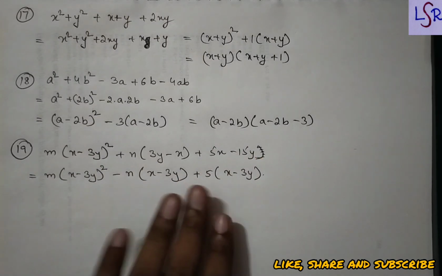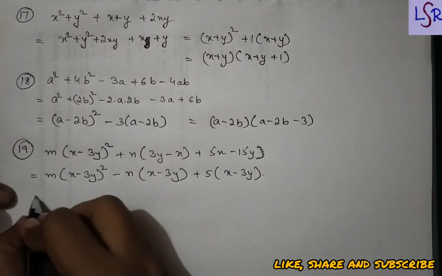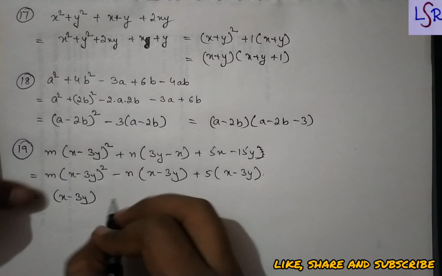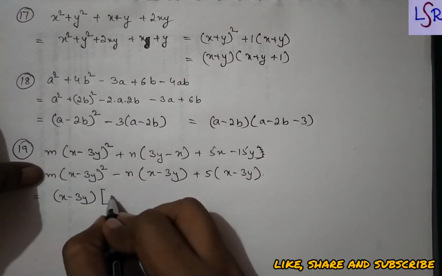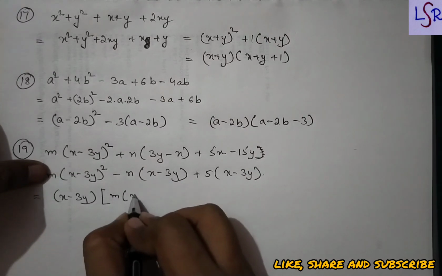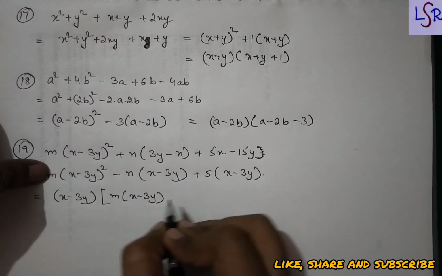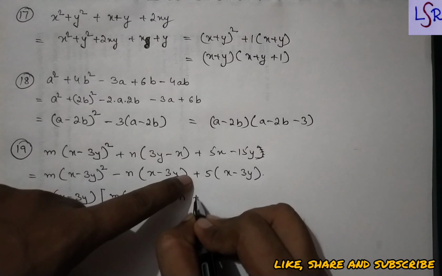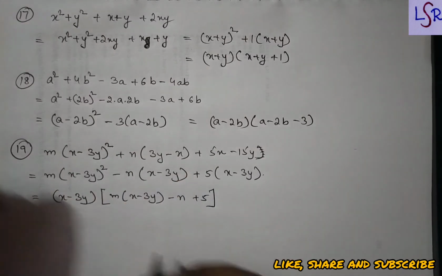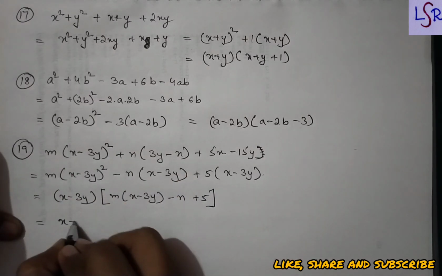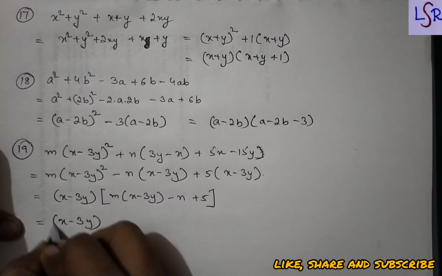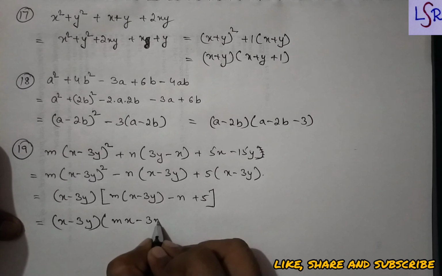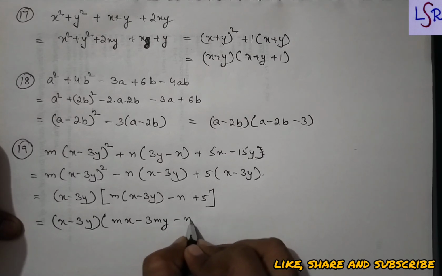Now we have to take x minus 3y as common from all of the three, and here we will be left with m and one bracket, that is x minus 3y, and from here we will be left with only minus n, and from here only 5. Now we have to open the bracket and it will be x minus 3y and then mx minus 3my minus n plus 5.